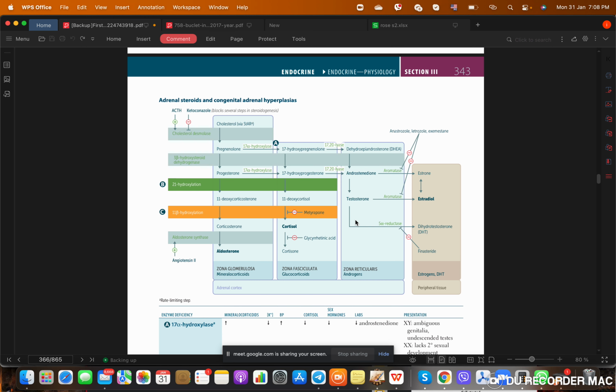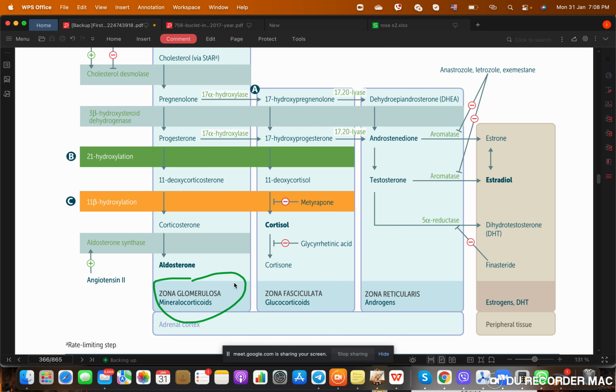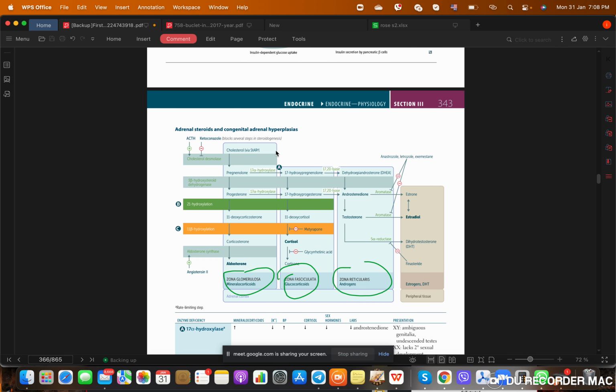So let's start with the following. If we speak about the adrenal gland, it has a cortex, it has a medulla. The cortex has three layers known as GFR: glomerulosa, fasciculata, and reticularis. So here you can see the zona glomerulosa, fasciculata, and reticularis. Correct? So this is one zone, two zones, three zones.